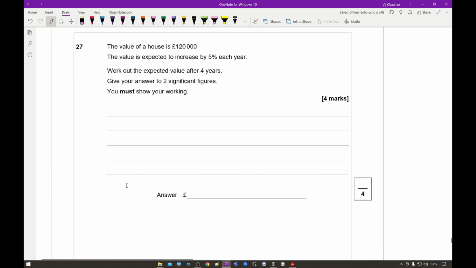Moving on to question 27, so our last question on this audit. It says the value of a house is 120,000. The value is expected to increase by 5% each year. Work out the expected value after 4 years. Give your answer to 2 significant figures.